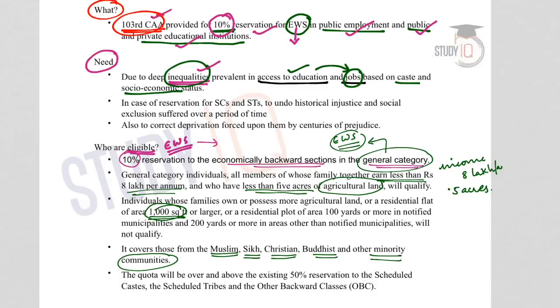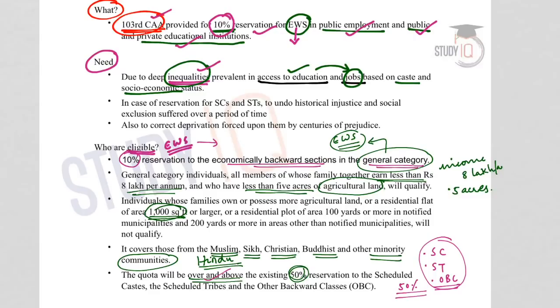Now coming to the communities, it covers Muslim, Sikh, Christian, Buddhist and other minority communities. It also includes the Hindu community as well. And this quota will be over and above the existing 50% reservation for the SCs, STs and the OBCs. At present there is 49 or 50% reservation for the scheduled caste, scheduled tribe and other backward classes. So this 10% will be over and above.